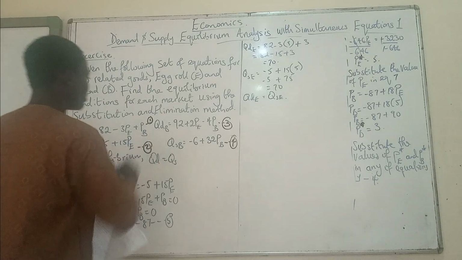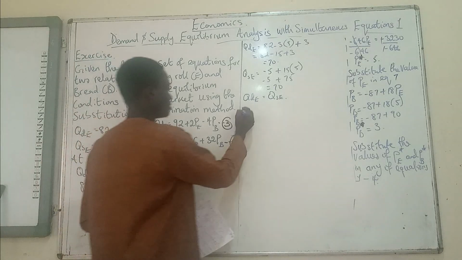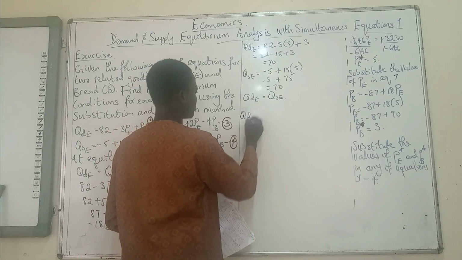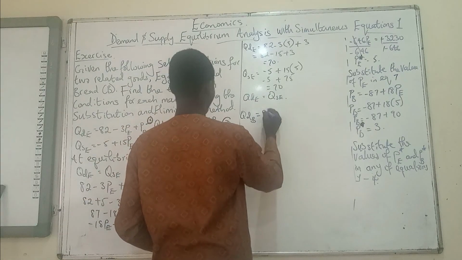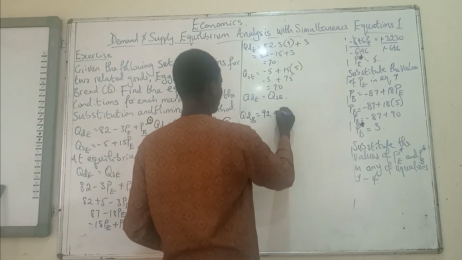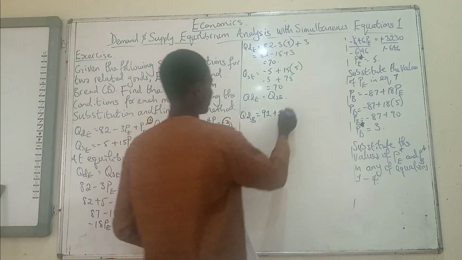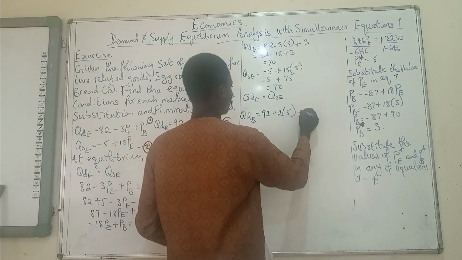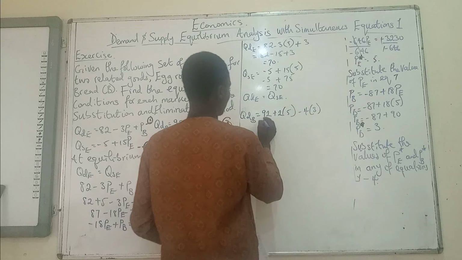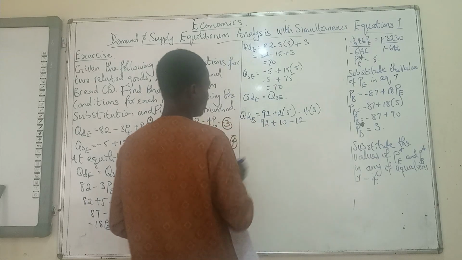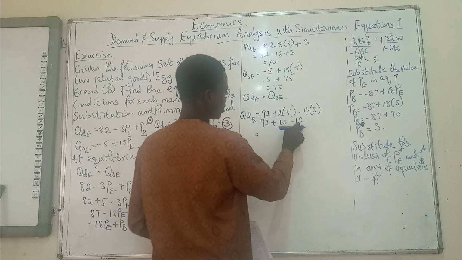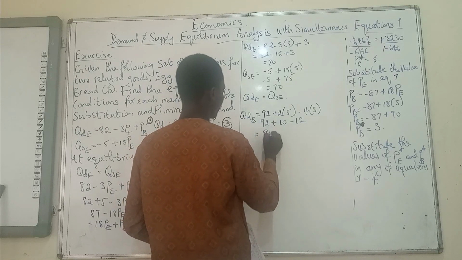Now let's check the market for bread, and let's find out what the equilibrium quantity is. The equilibrium quantity is 92 plus 2, what is PE? PE is 5 minus 4 into bracket 3. So you have 92 plus 10 minus 12. Okay, so 10 minus 12 is minus 2. Then take that from this, you have 90.